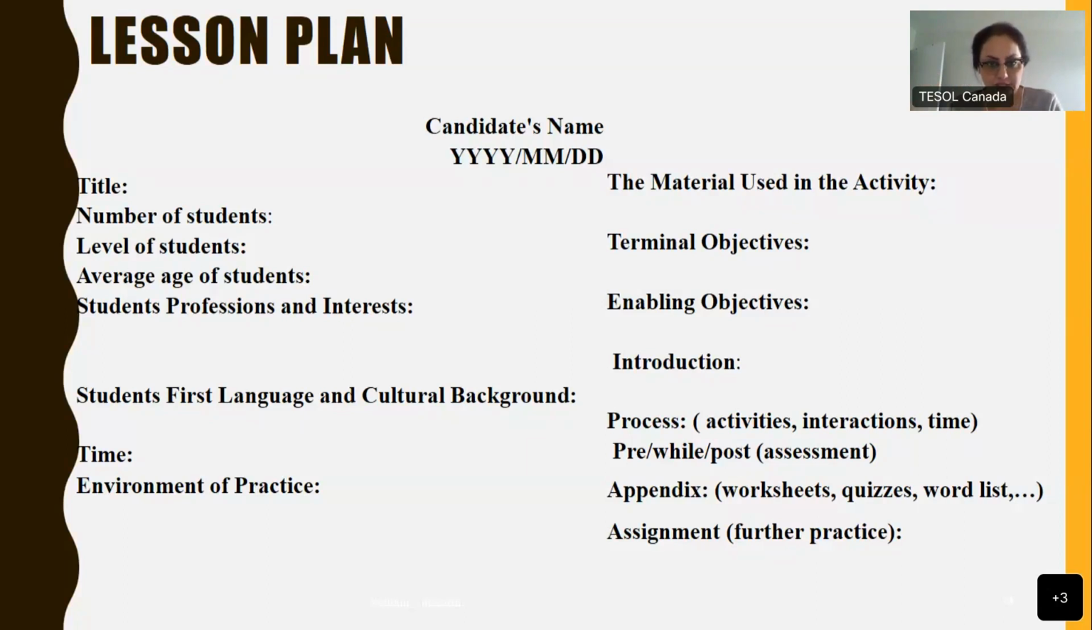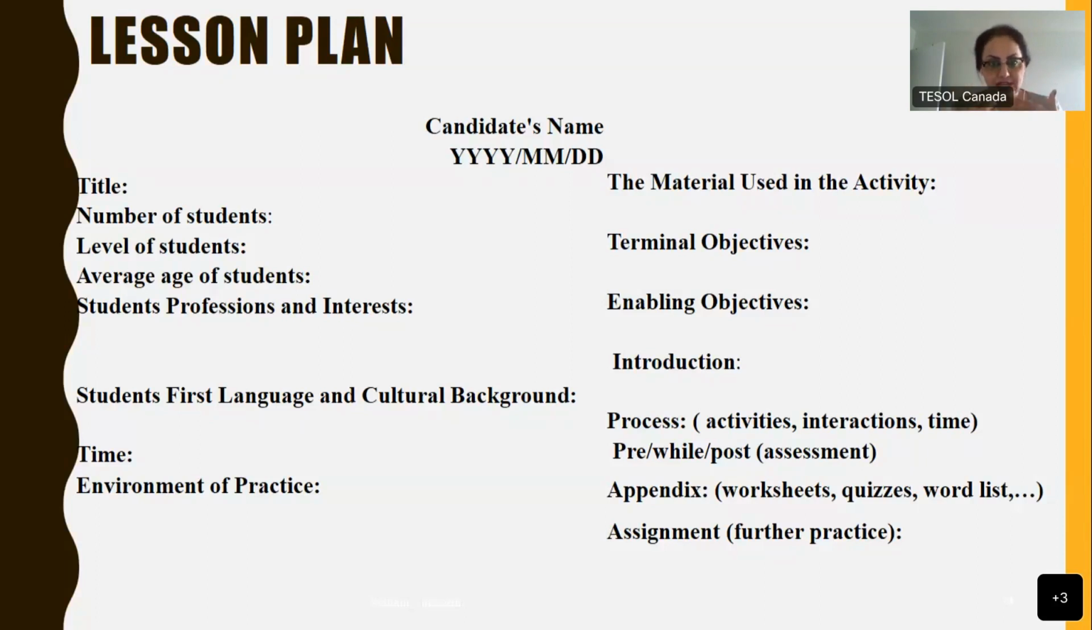How to start the class. The process: pre, while, post. Pre is the lead-in, how you present based on the method or techniques that you use. Present: you write about your activity, your students' activities, interactions, and time.